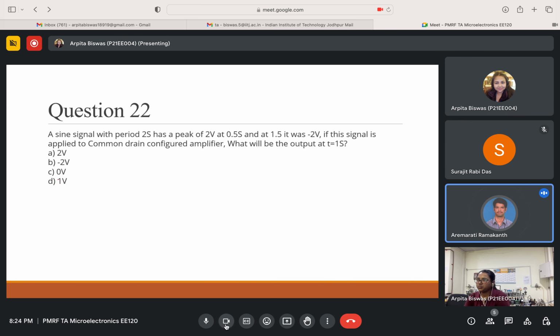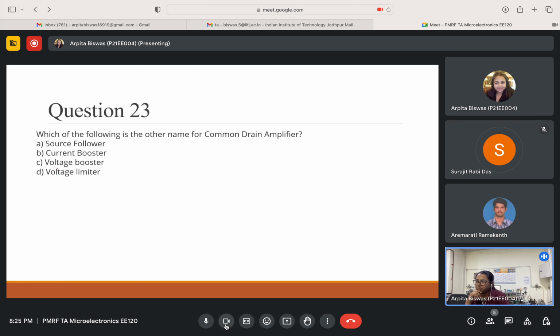Question number 22. A sine signal with a period of 2 seconds has a peak of 2 volt at 0.5 second, and at 1.5 it was minus 2. If this signal is applied to a common drain configuration amplifier, what will be its output at t equal to 1 second? First option 2, second option minus 2, third is 0. C, madam. C, 0 volt. Yes.